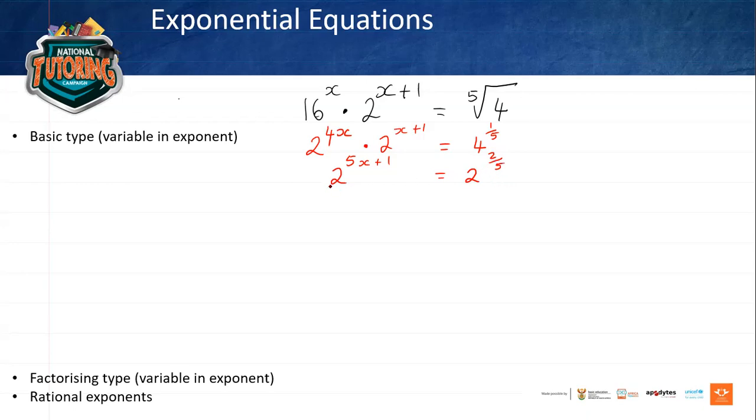Now what we see is there is a single exponent on the left and on the right, and the bases are the same. So that is our first step, to make the bases the same. Once the bases are the same, we can equate the exponents. So that means 5x plus 1 should be equal to 2/5. And we get a linear equation. So 5x is 2/5 minus 1, which is going to give me minus 3 over 5.